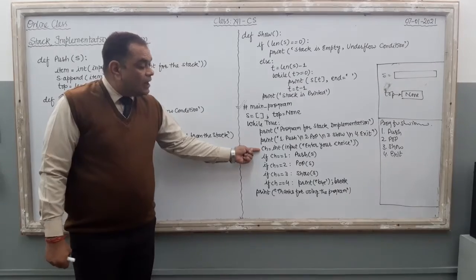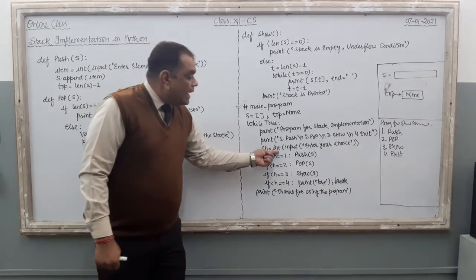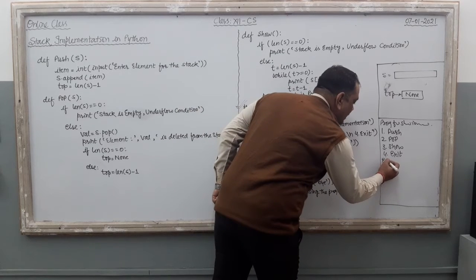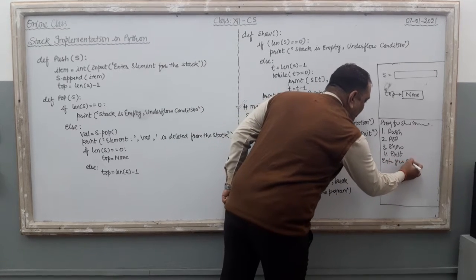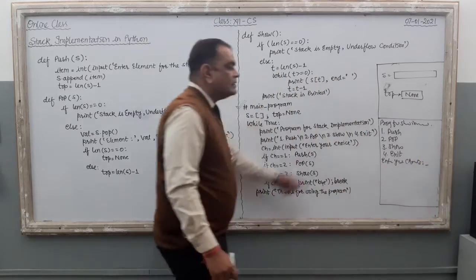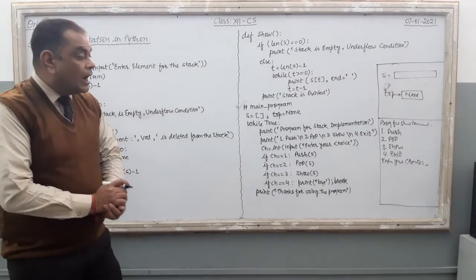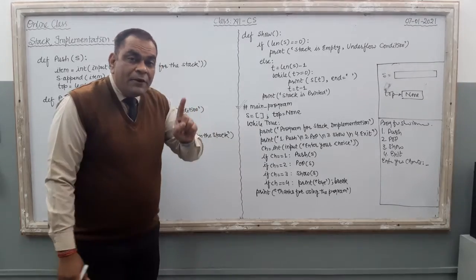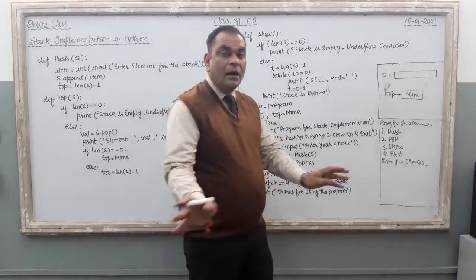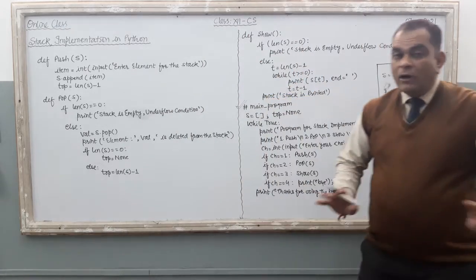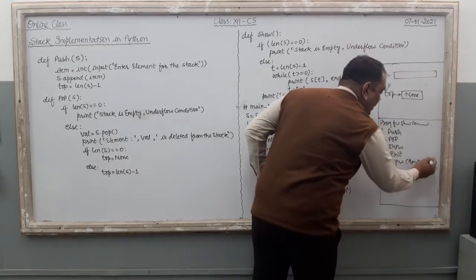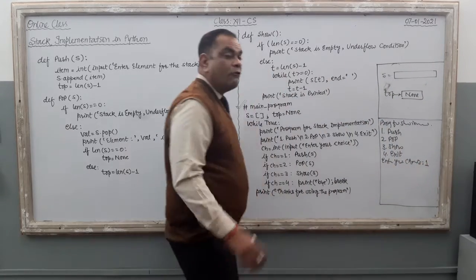Now you see the third line, ch equal to integer input, enter your choice. Now the message is there just after this, enter your choice, and your cursor is blinking over here. This is the output screen of this program. The message shows push, pop, show, exit. Right now the stack is empty, no element is there in the stack. So if we press 1 here to push an element, what will happen?